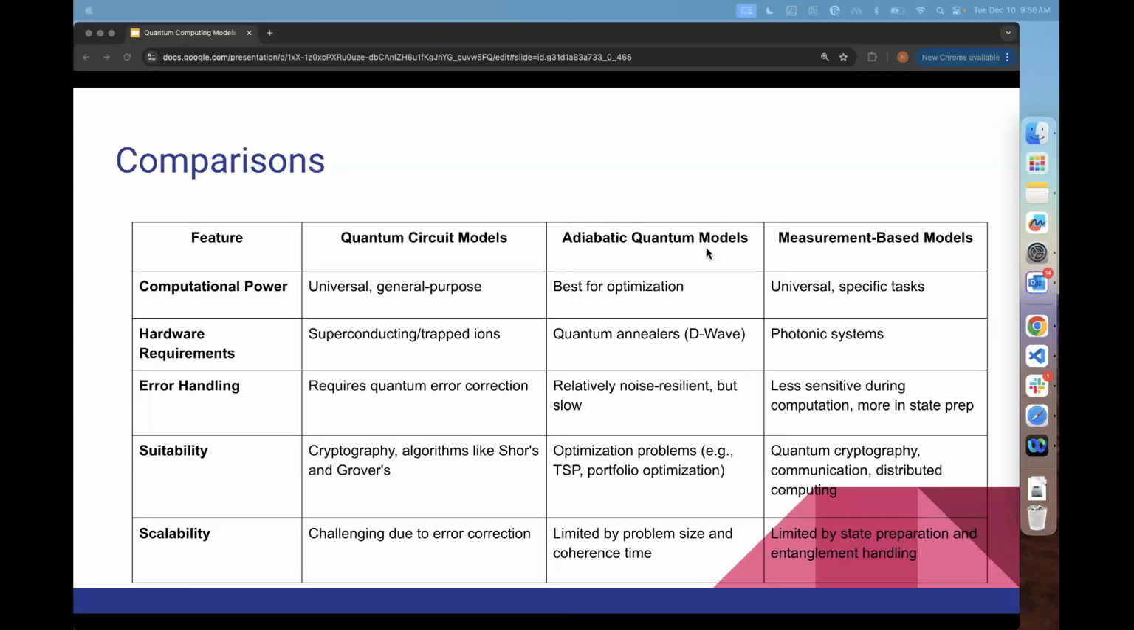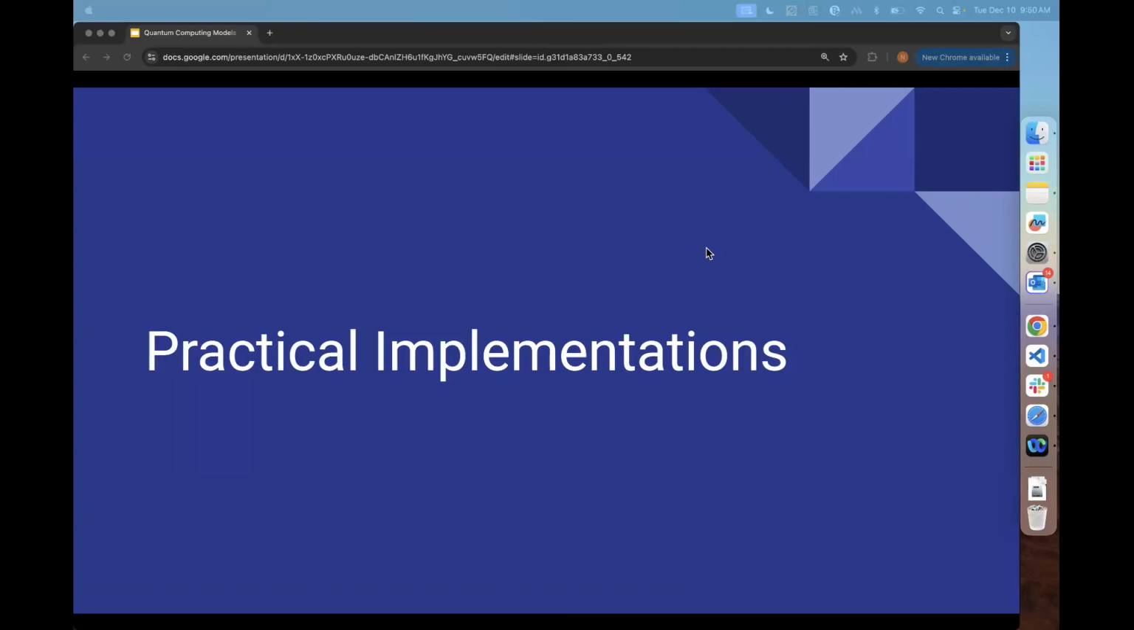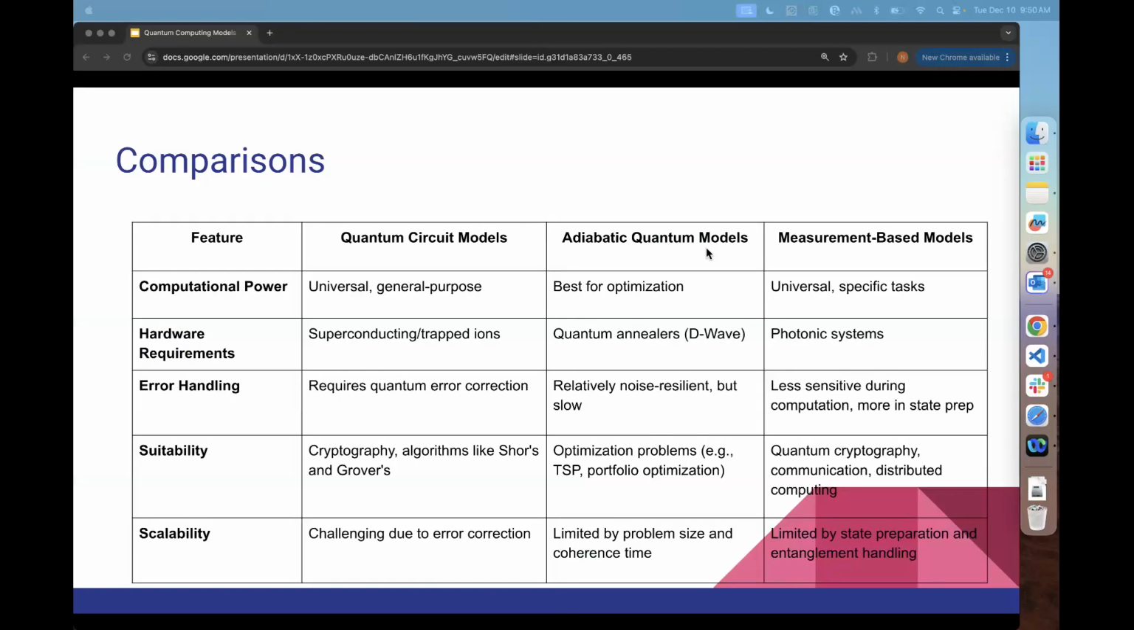And when you think about measurement-based models, again, these are universal models and can also work in specific tasks. Their hardware requirement is photonic systems. And these are less sensitive to errors during computation and more sensitive in the state preparation. So these are suitable for quantum cryptography, communications, or distributed computing. But the limitation on scalability is defined by the state preparation.